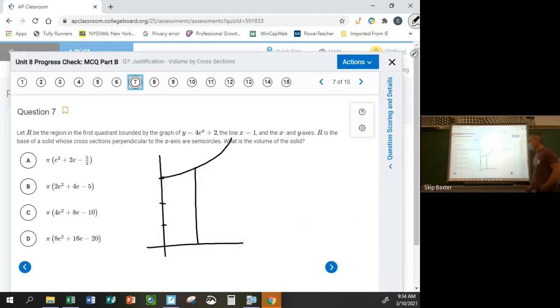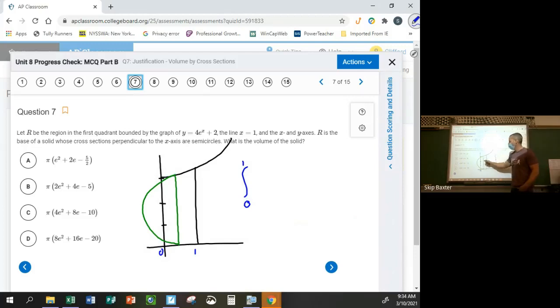And then cross-sections perpendicular to the x-axis are semicircles. That means that coming out of the board, it would be a semicircle. It kind of goes like that, coming up out of the board, and then the whole way. So it's almost like a dome-shaped building, right? So in general, the formula for volume, if you know the area of a typical cross-section, is the integral from 0 to 1, because that's along the x-axis, of the area of a typical cross-section.